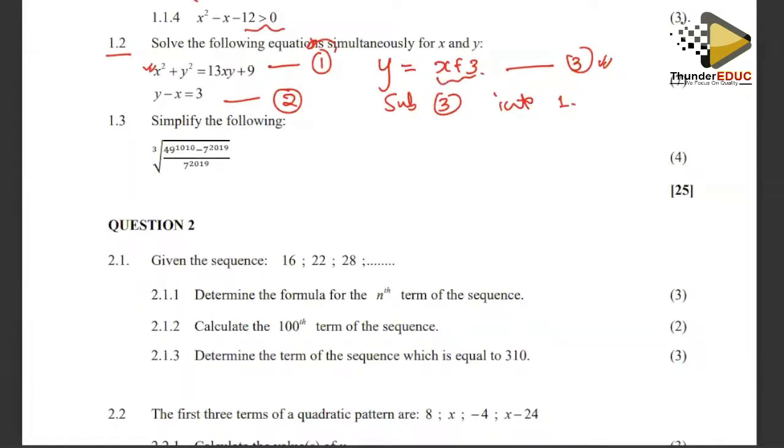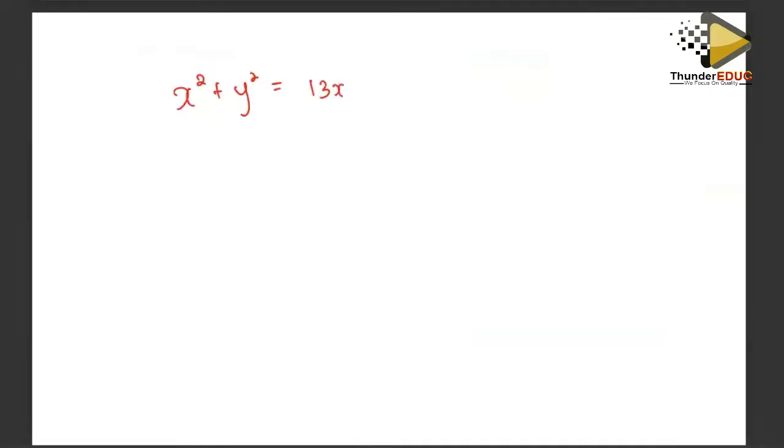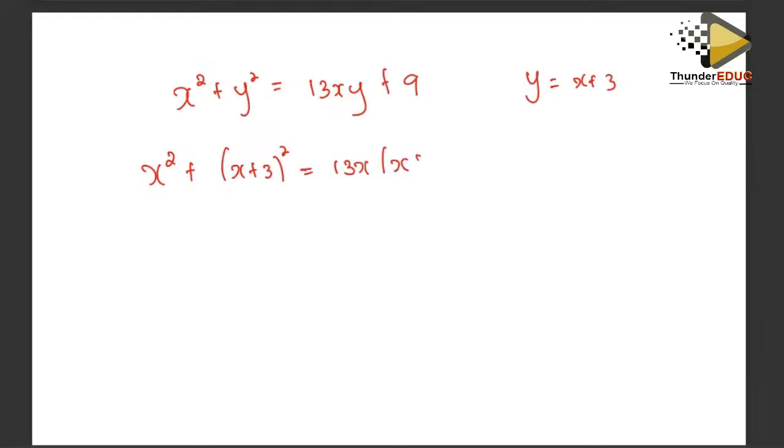So we have x squared plus y squared is equal to 13xy plus 9. And then we say that our y is x plus 3. So it's going to be x squared plus (x plus 3) squared is equal to 13x into (x plus 3), and then plus 9. You just need to be smart and systematic so that we avoid any errors, because one small mistake is going to affect everything up to the end.